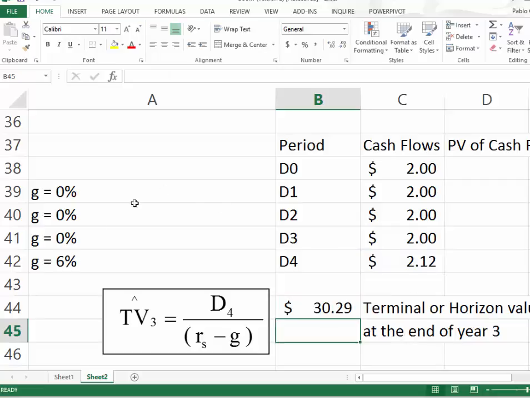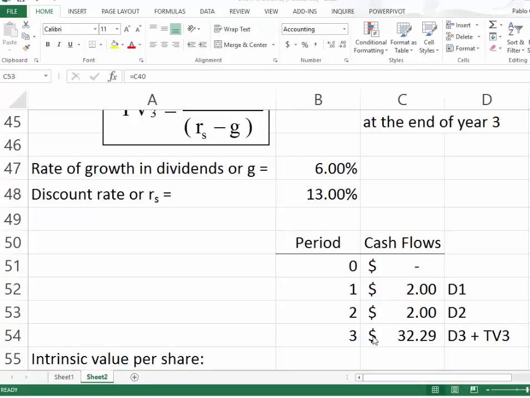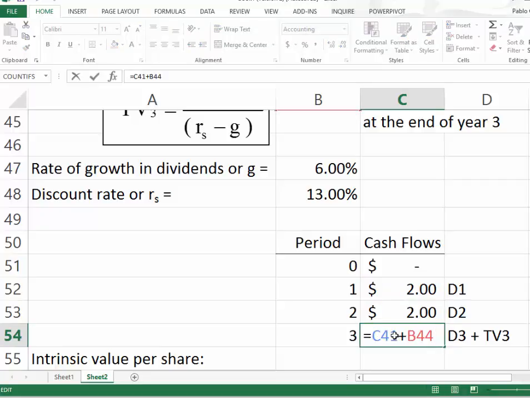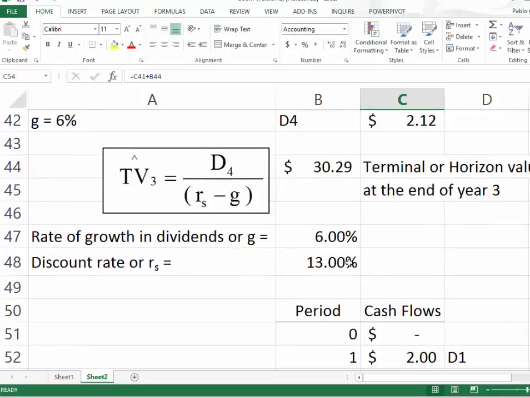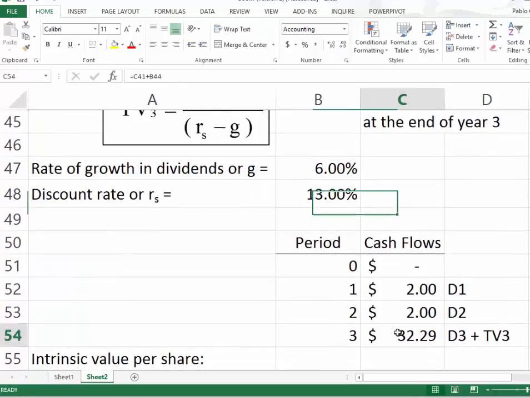Finally, the next step would be, we found the horizon value, so we need to find the present values of these uneven cash flows. So we have to find the present value of this, present value of this, present value of this, plus the present value of this. Remember, D4 is not part of the calculation because it has been already included in the horizon value or the terminal value of year 3. Similar to the previous case, we find D1, D2, and then for D3 we add the $2 in dividends plus the intrinsic value we just found here, which was $30.29 at the end of year 3.